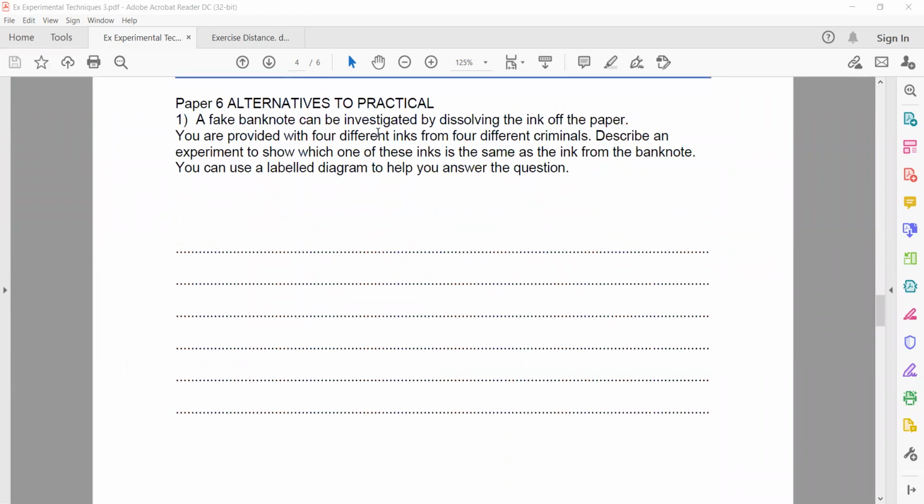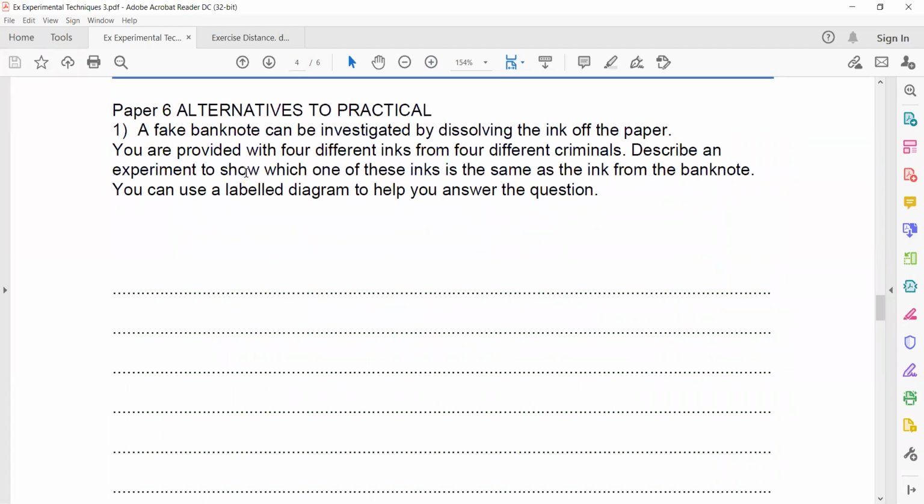In question 1, related to alternative to practical ATP, a fake banknote can be investigated by dissolving the ink of the paper. So there is a fake banknote, and we can investigate its ink by dissolving in water. You are provided with 4 different inks from 4 different criminals. Describe an experiment to show which one of these inks is the same as the ink from the banknote, and you can use a labelled diagram to help your answer.